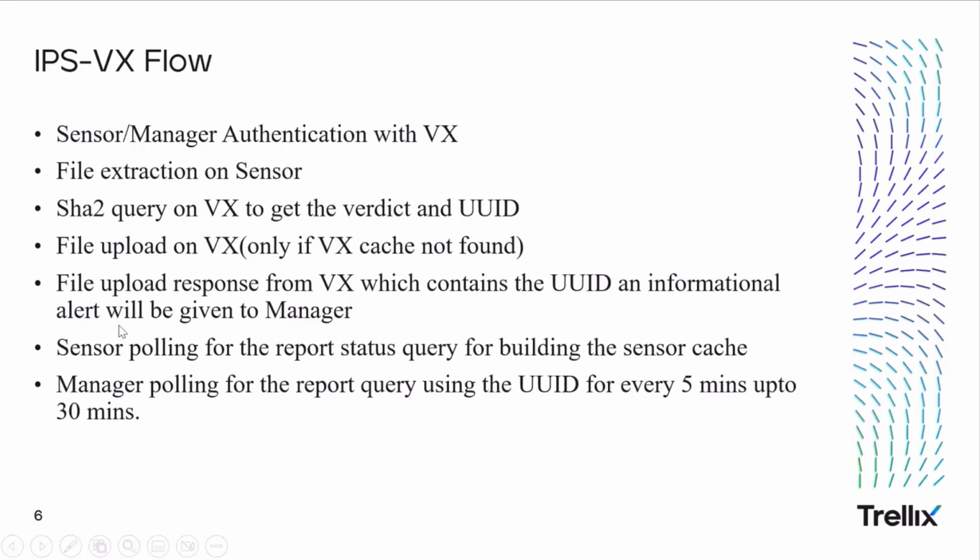Once the file upload response comes, the sensor will have that UID, and the sensor will try to poll for the report status for building its local cache. That is, the sensor will try to poll the report status query every 2 minutes, up to 30 minutes. Then the manager also has the UID now. So the manager will also start polling for the report query using the UID every 5 minutes, up to 30 minutes. This is when the manager gets the response for the report query, and this is when the alert status changes from submitted to detected on the manager.